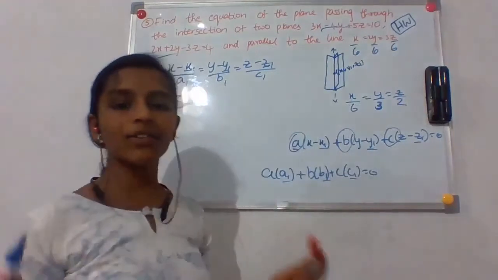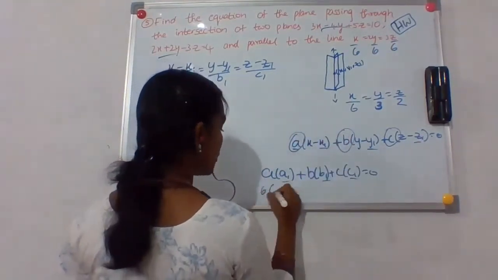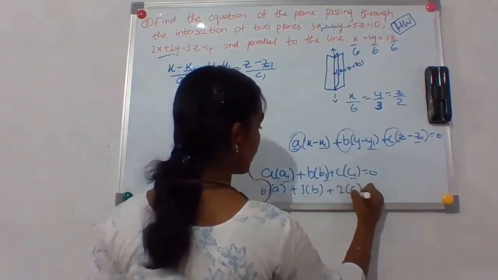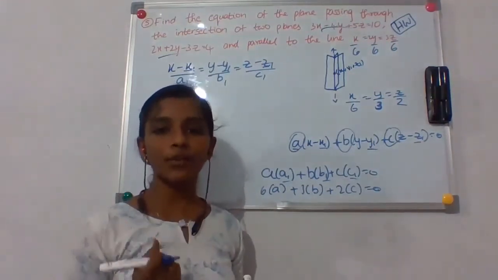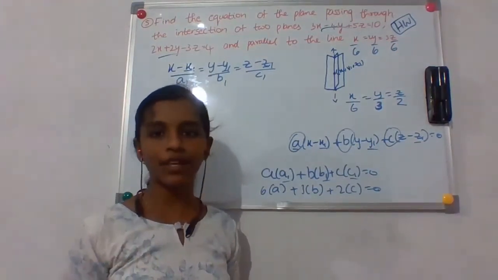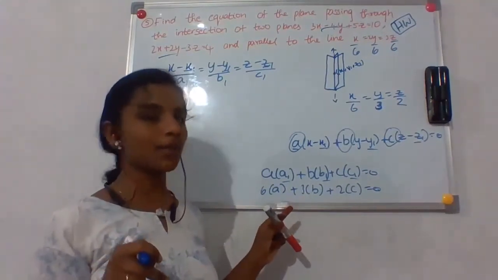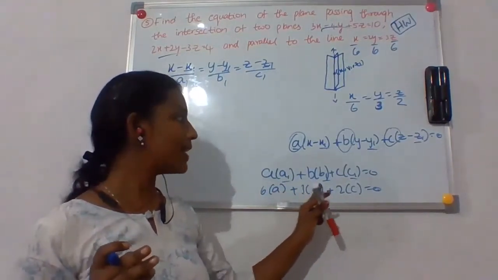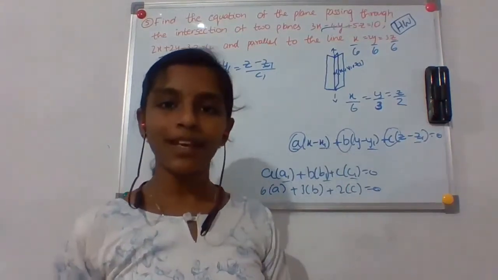Perpendicular, you will use the same perpendicular condition, that is, 6 into A plus 3 into B plus 2 into C. So you have got two equations. Now we are going to solve the two equations. You know how to solve the two equations. I have discussed it already in my previous class. Check it in the description box below. And then you'll get the values of A, B, C. You'll put it in this and you'll finally get the equation of the required plane.